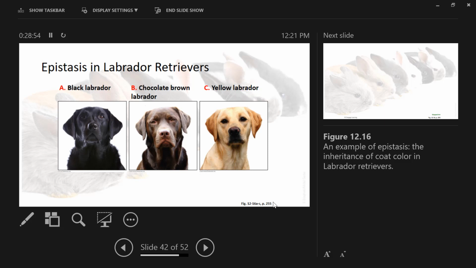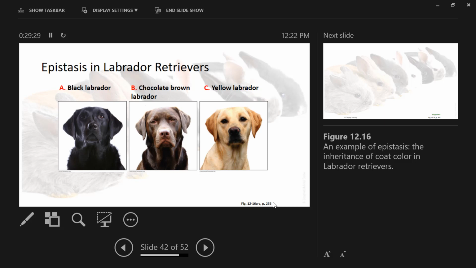Okay, 2 different types of pigment. Black is dominant to brown, so all of your heterozygous individuals would be black. The only way to get the chocolate is to have homozygous recessive. So that's normal Mendelian inheritance. But you have a second gene that controls whether or not pigment is deposited. Therefore, it doesn't matter what the color pigment is, black or brown. If you don't deposit the pigment, you're going to have a yellow lab, one that lacks pigment in the hair.